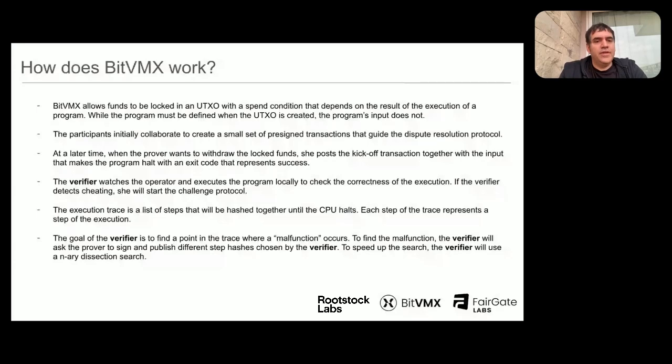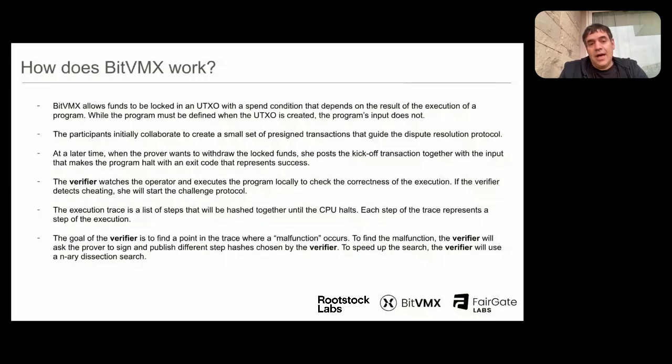At some point later, one of the parties, in this case the prover, when she wants to withdraw the funds, will kick off the transaction presenting the input, and the input is the one that makes the particular program return successfully. As the verifier is monitoring the Bitcoin transactions, he will see the input presented and committed by the prover, and will take this input to use it on his local machine to execute and see if the execution is correct. If the verifier detects some cheating, he will start the challenge protocol.